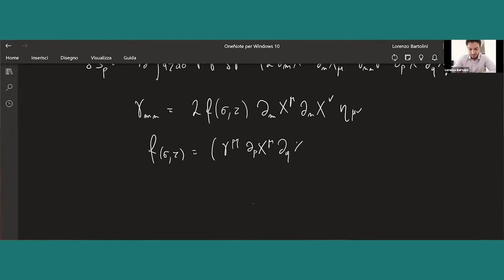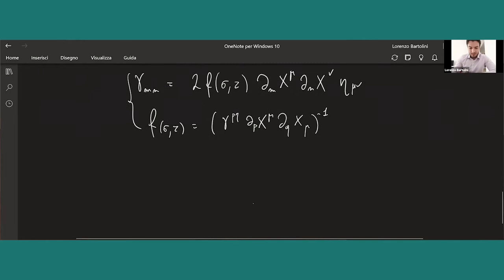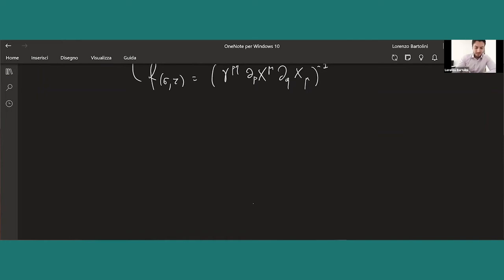X mu to the minus 1. Now, the thing that is important here, let us write this in red since this one is important, is that f of sigma and tau is not a physical quantity. So you can change this, and this essentially doesn't change the physics. Why is this the case? Well, you have a factor of square root of minus gamma in the action, and you have a factor of gamma mn. And this goes as f of sigma tau, and this goes as f to the minus 1 of sigma tau. And so in the action, they cancel each other. All right, so you can rescale these functions and you can rescale this metric, and this doesn't change the action.